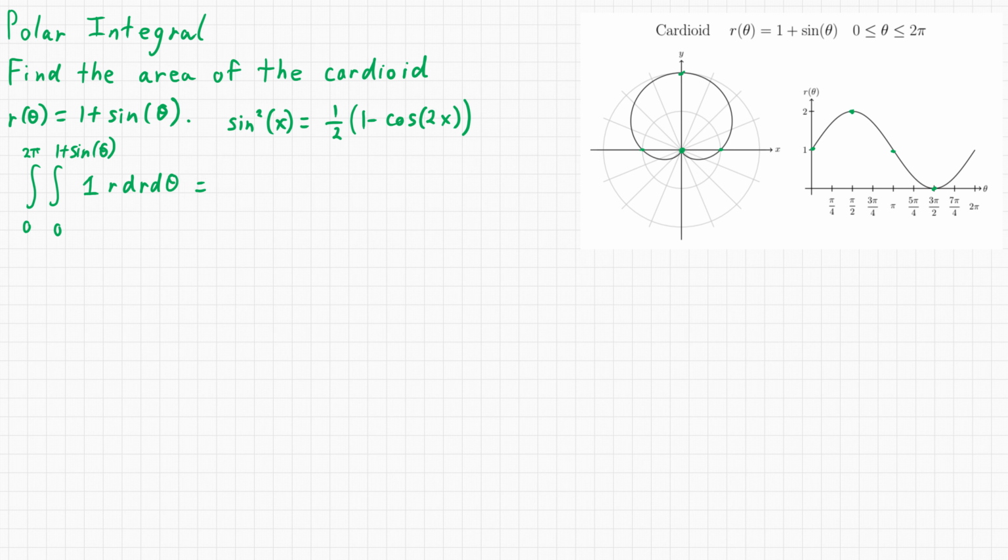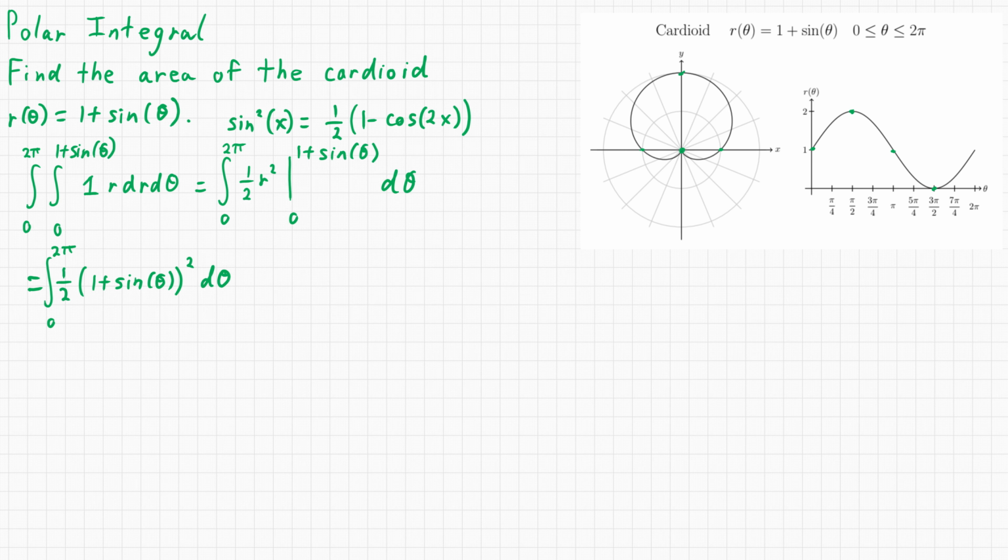All right, so first integral, not too bad. We get integral 0 to 2 pi. We integrate r, we're going to get 1/2 r squared, and then we evaluate that from 0 to 1 plus sine of theta, and we still have our d theta at the end here. Plugging in 0 for r, we'll get nothing, so we don't have to worry about that bound. So really we have 1/2 times 1 plus sine of theta squared. Sorry, I forgot my integral in front, so 0 to 2 pi d theta.